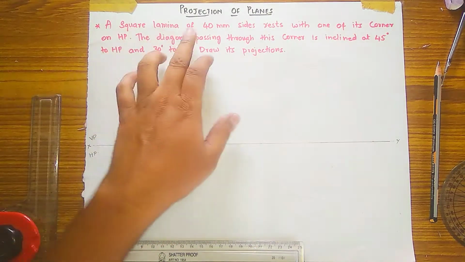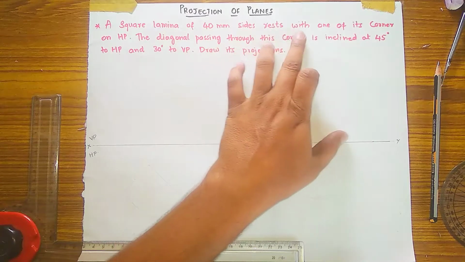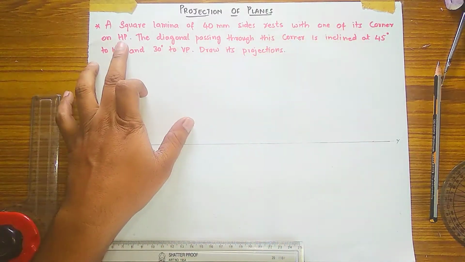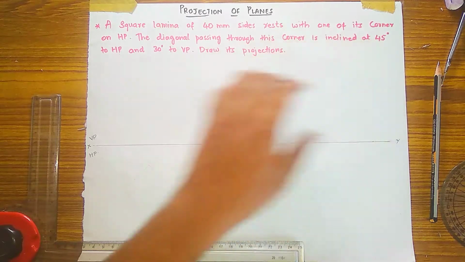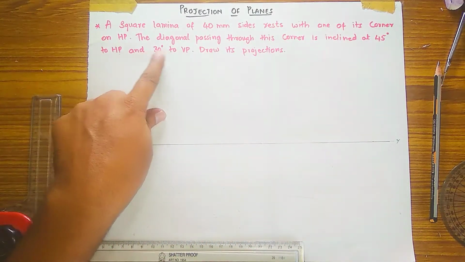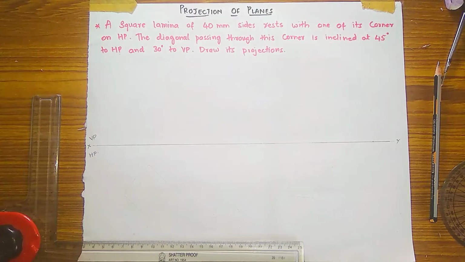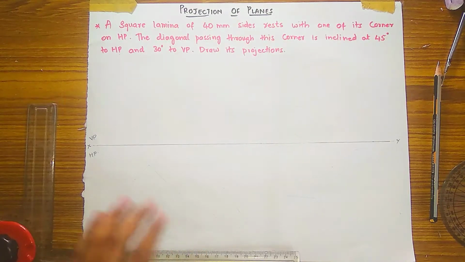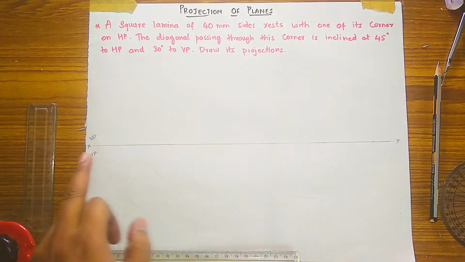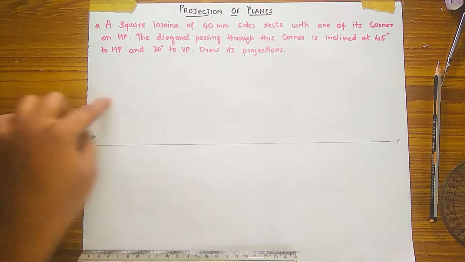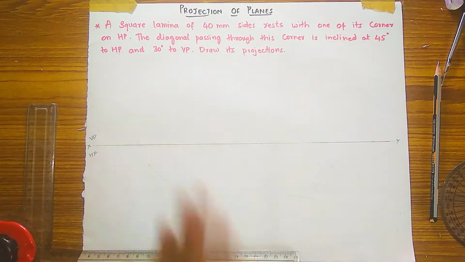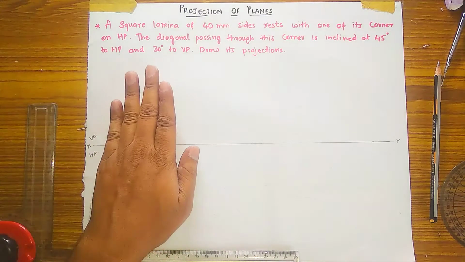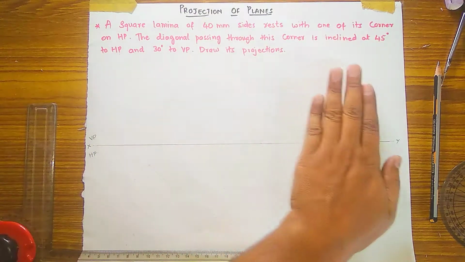A square lamina of 40 mm sides rests with one of its corners on HP. The diagonal passing through this corner is inclined at 45 degrees to HP and 30 degrees to VP. Draw its projection. Before starting, draw the XY line, with the vertical plane VP and the horizontal plane HP. You have to do three projections: first projection, second projection, third projection.